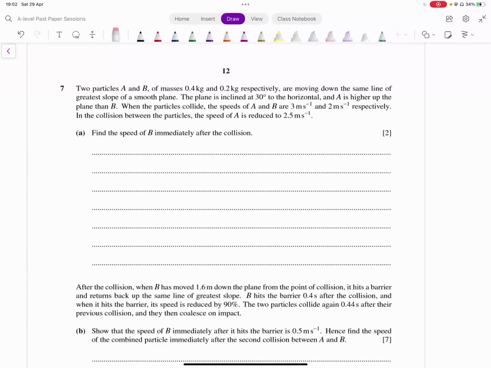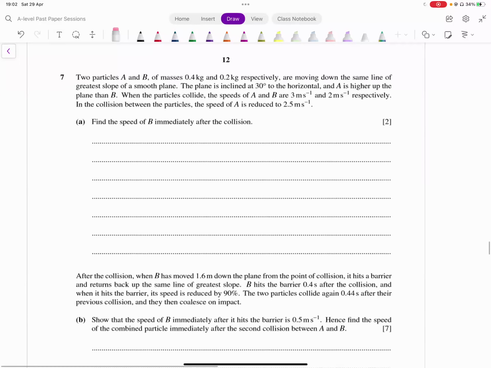Sorry, this is question number 7 from the paper. Let's start with this one now. It says two particles A and B of mass 0.4 kilograms and 0.2 kilograms are moving down the same line of greatest slope of a smooth plane. Okay, so we have a smooth plane and it's an inclined plane, and on this plane both particles are going down.